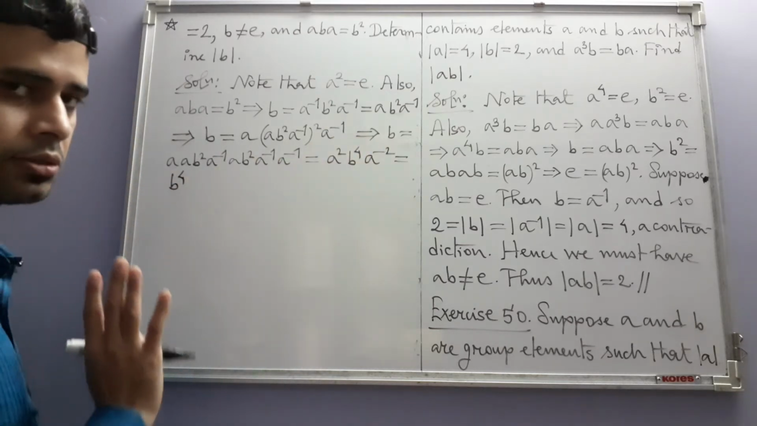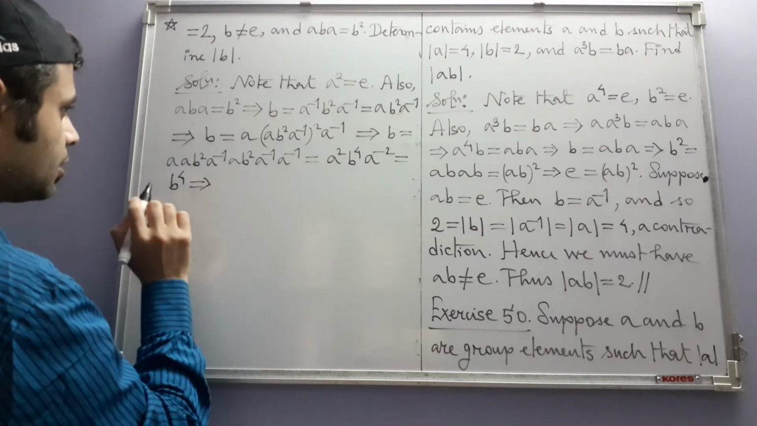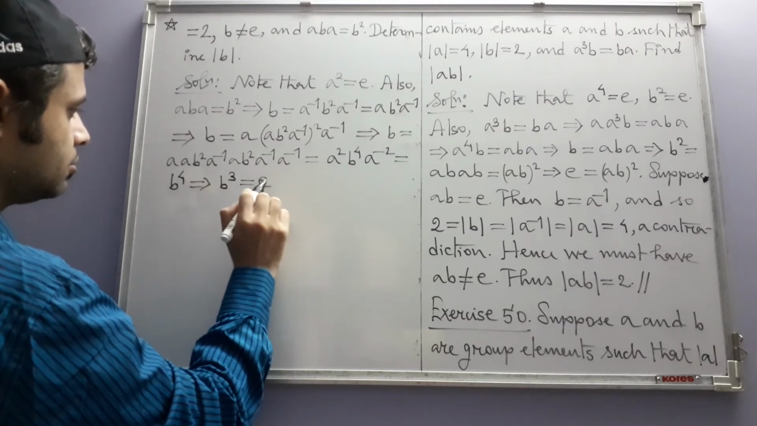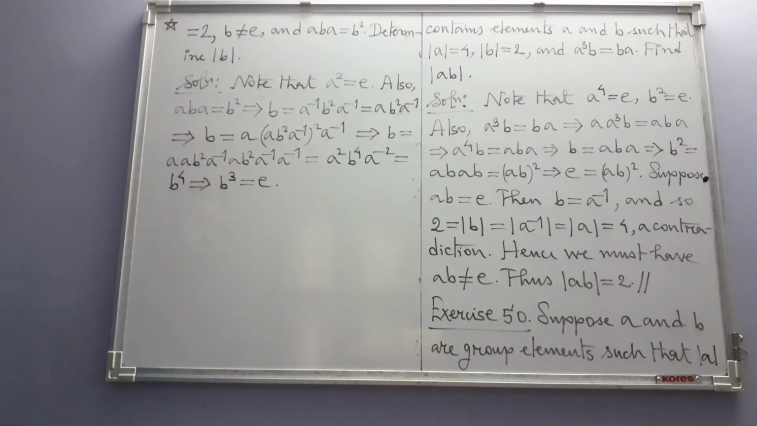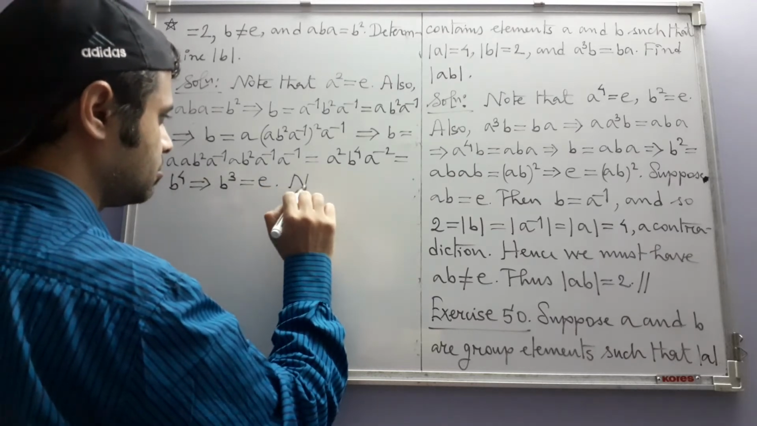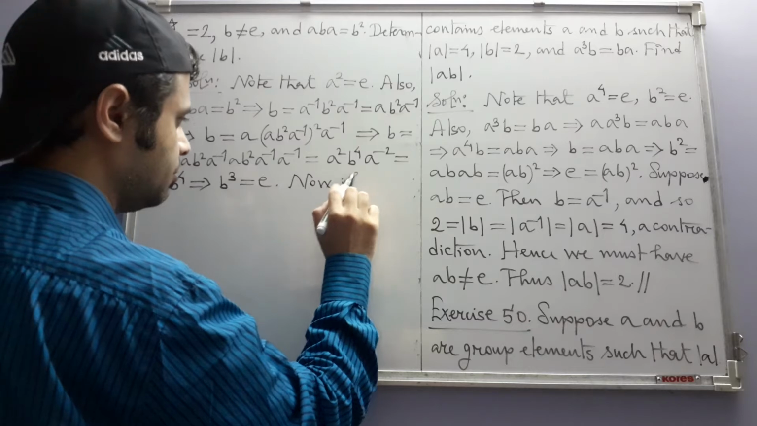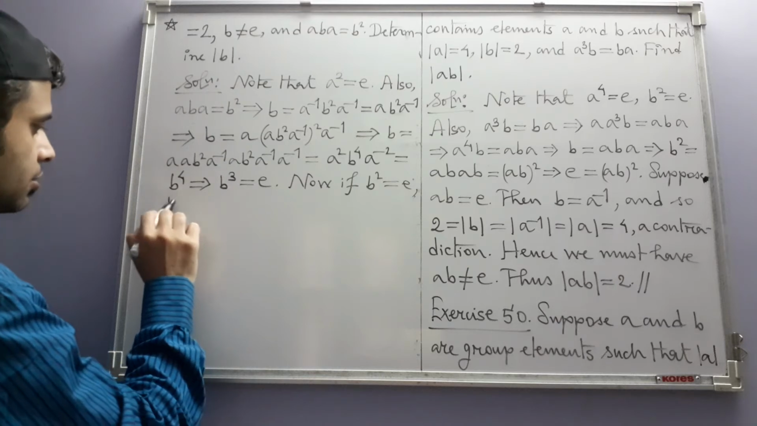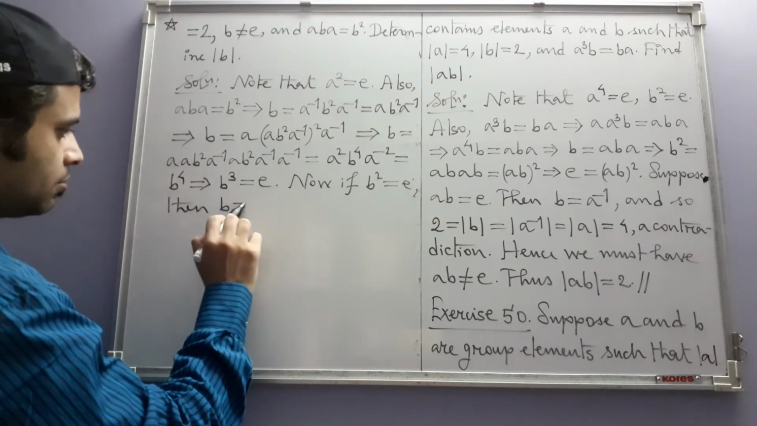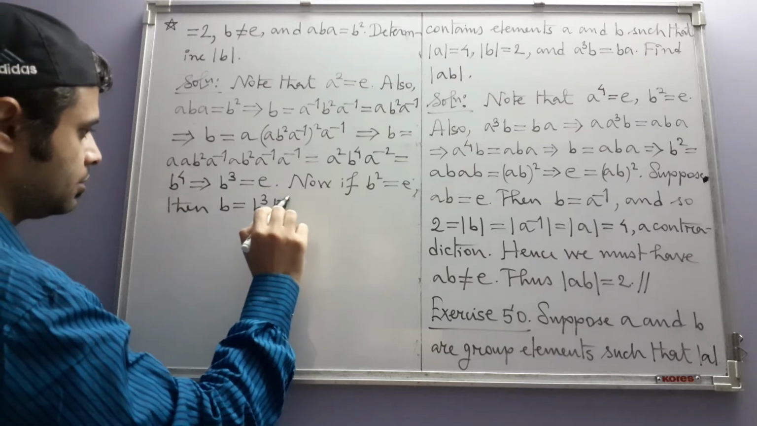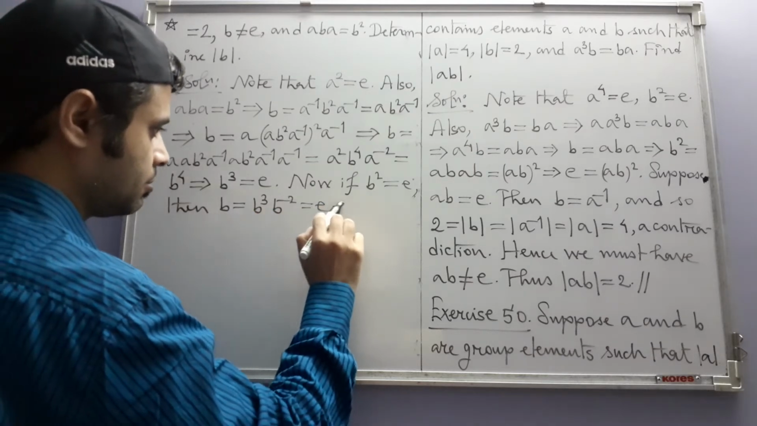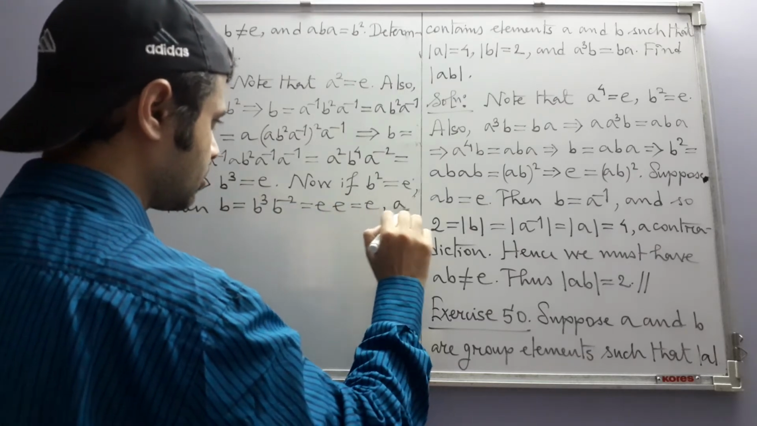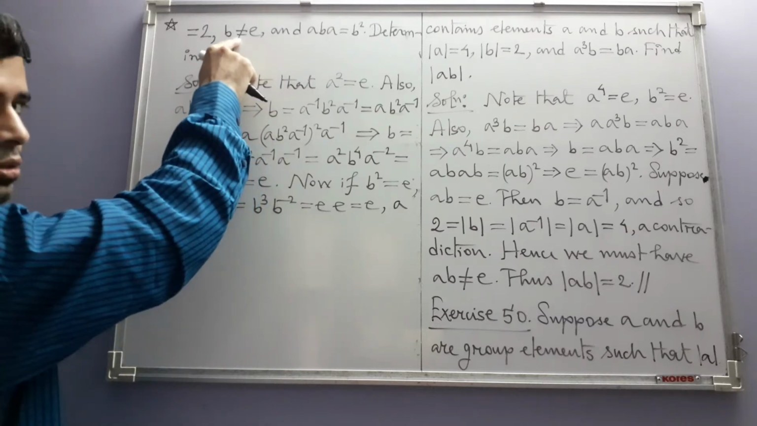That means B is equal to B to the power 4, and that implies, since we are in a group, B cube equal to identity. Okay, now if B square is also equal to identity, then B equal to B cube times B to the power minus 2 equal to identity. A contradiction to what? A contradiction to this part of the hypothesis.